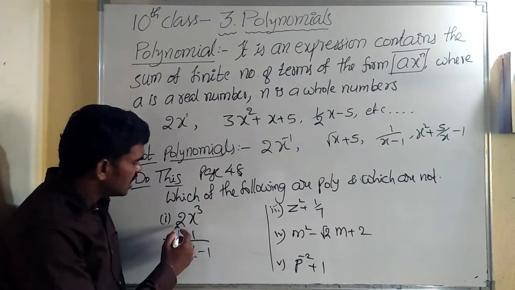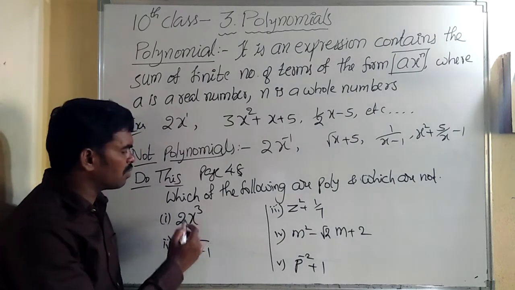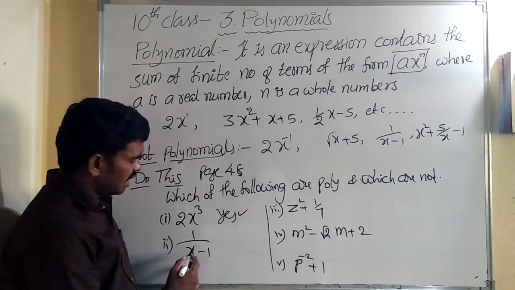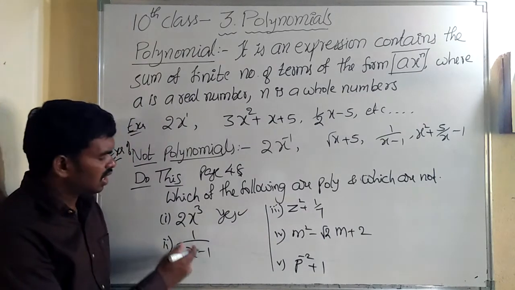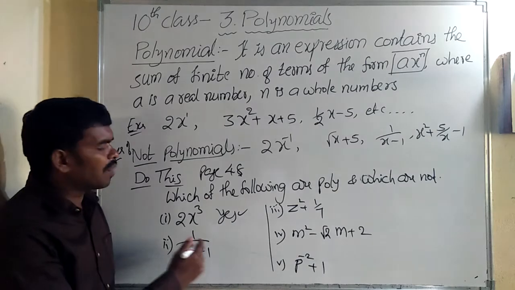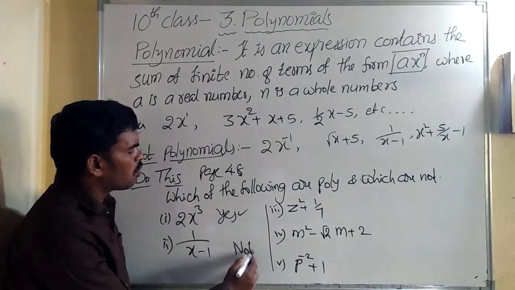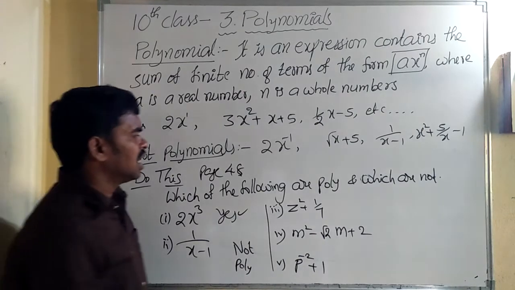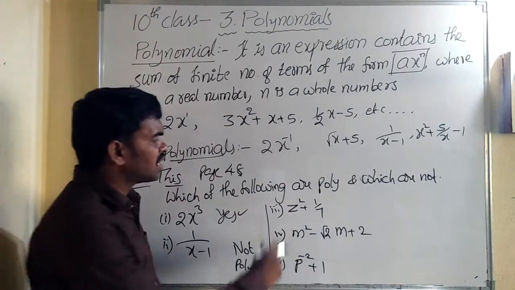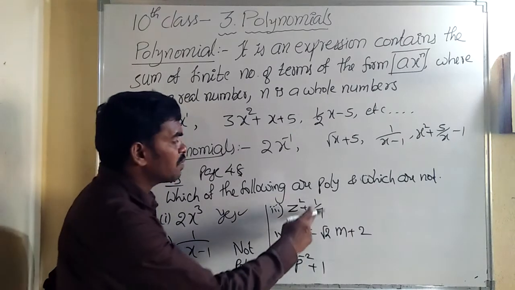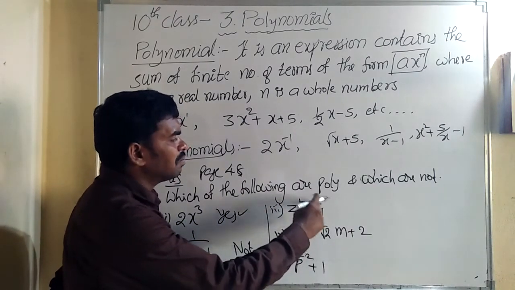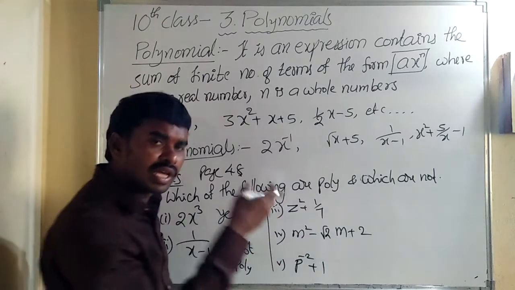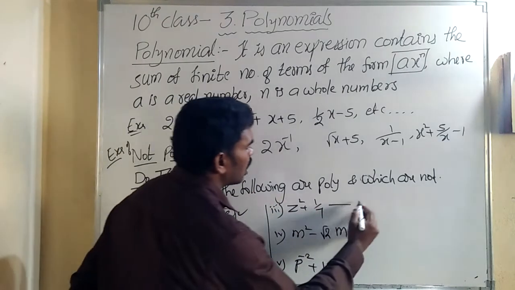Come to the point. Is it a polynomial or not? It is of the form ax power n, yes, it is a polynomial. And is this a polynomial? No, x is in the denominator, so it is not a polynomial. Is the third one a polynomial? Z power 2 is there. What about 1 by 7? It is a real number. Only the power must be a whole number; the remaining can be any real number. So it is a polynomial.